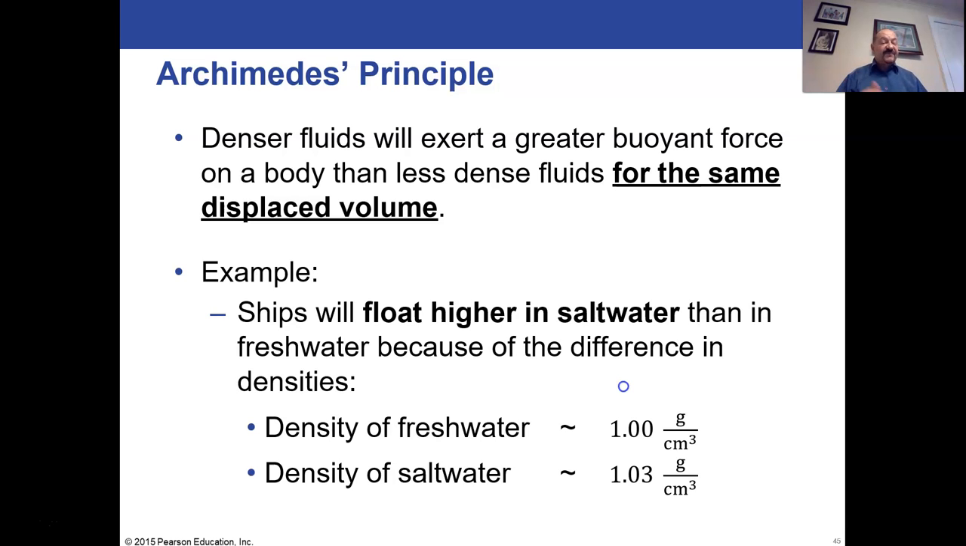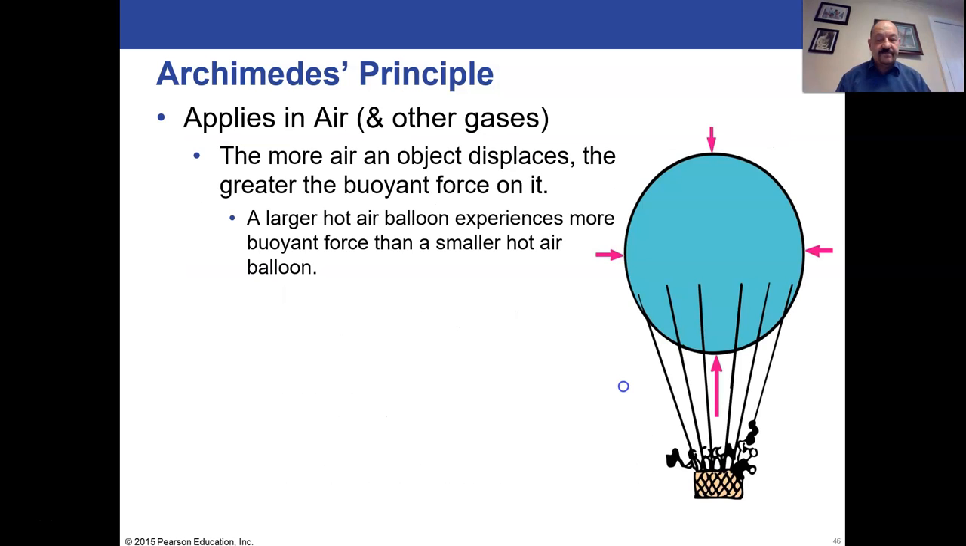So ships float higher in salt water. Why? Because they don't have to sink as deep to displace enough weight of water to match their own weight. Because the water they displace is heavier than if it was just fresh water. Salt water has a slightly higher density, but it's enough to make a difference.